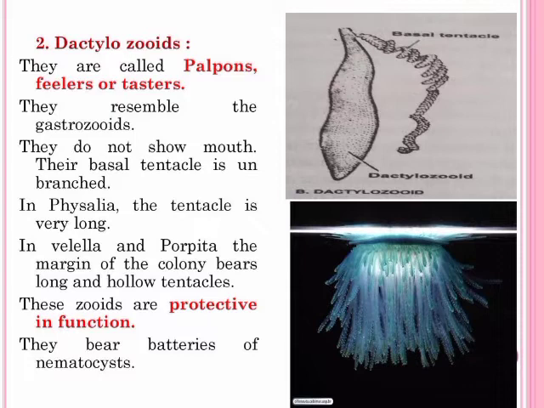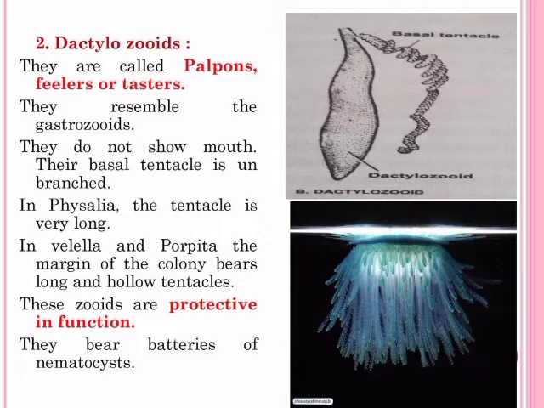Spiralzooids are protective polyps provided with only knob-like vestigial tentacles. Tentaculozooids are also called palpons or feelers. They are sensory polyps with sensory cells and without tentacles. Tentaculozooids associated with gonophores are also called gonopalpons.